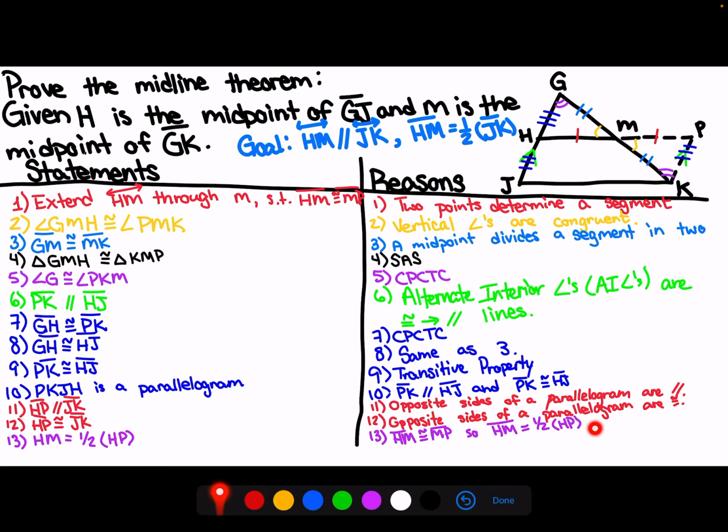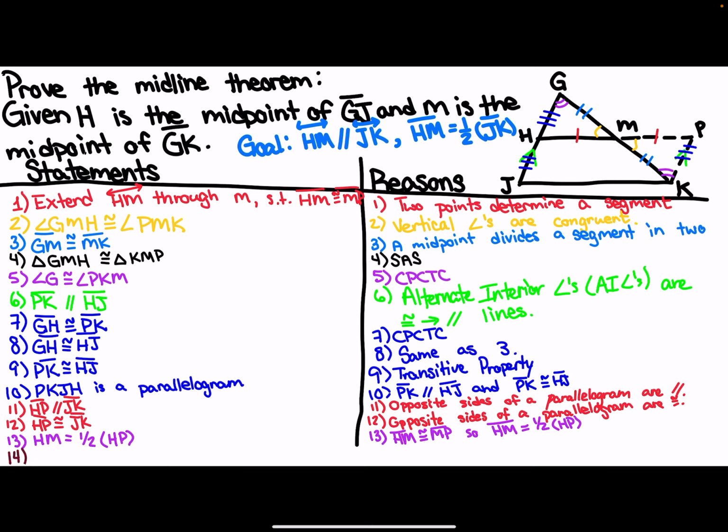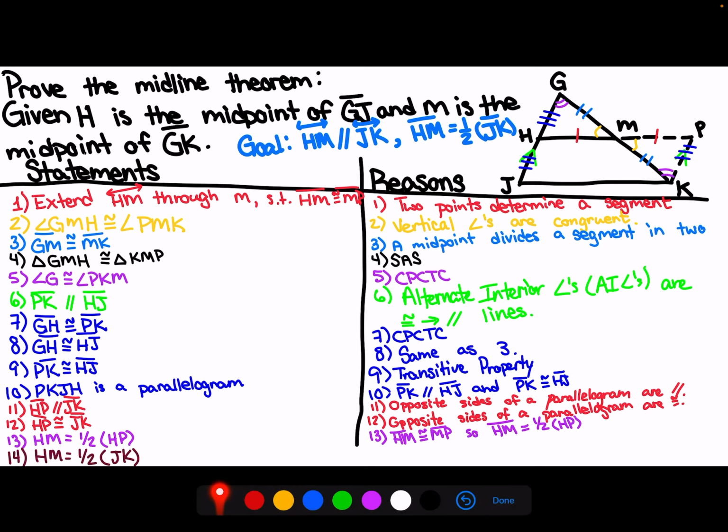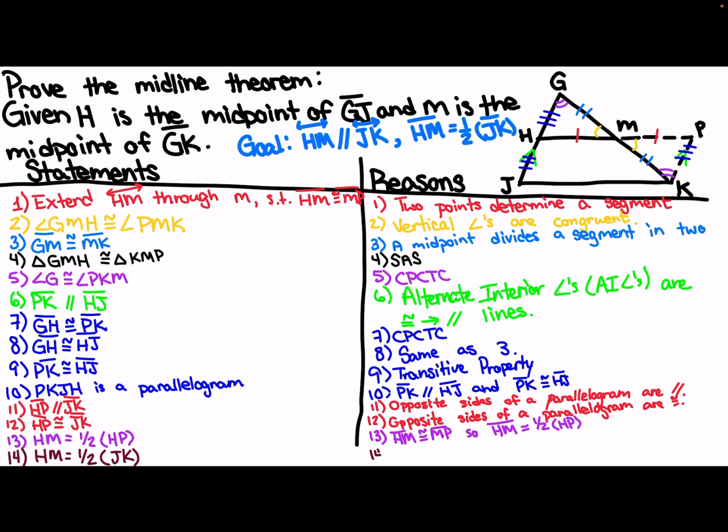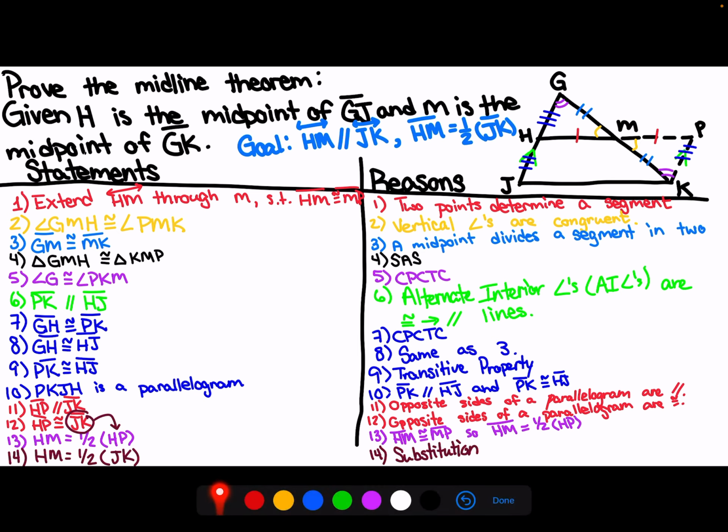And again, the reason that we can say number 13, HM is congruent to MP from our original number 1. So therefore, HM is equal to 1/2 of HP. So at this point, I plug in JK for HP, and I have HM is equal to 1/2 of JK. Therefore, the reason that we can say that is we just substituted it in. So therefore, I just took JK and plugged it in for HP. With that, the midline proof is now proven because we have reached both of our goals.